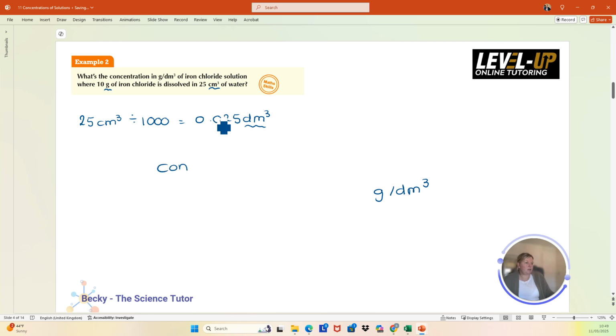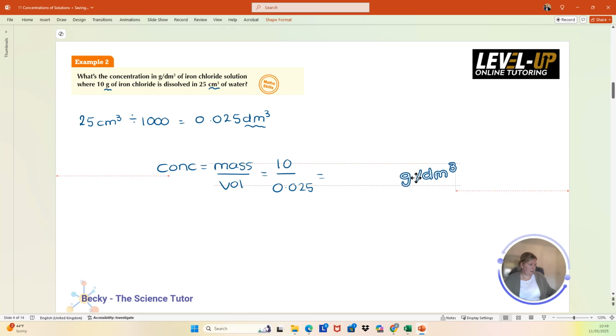Now I've got decimeters cubed, so now I can substitute in. My concentration is the mass over the volume, which is 10 grams of iron chloride in 0.025. Again, I'll straighten that up so it lines up, and that will give me 400 grams per decimeter cubed.